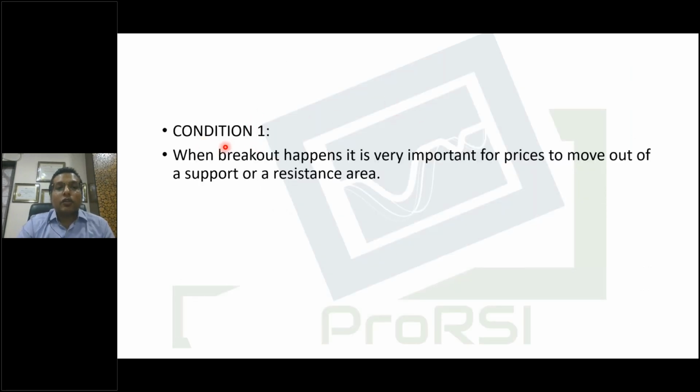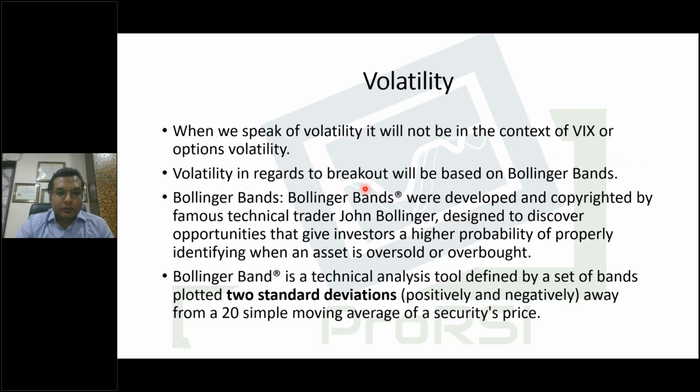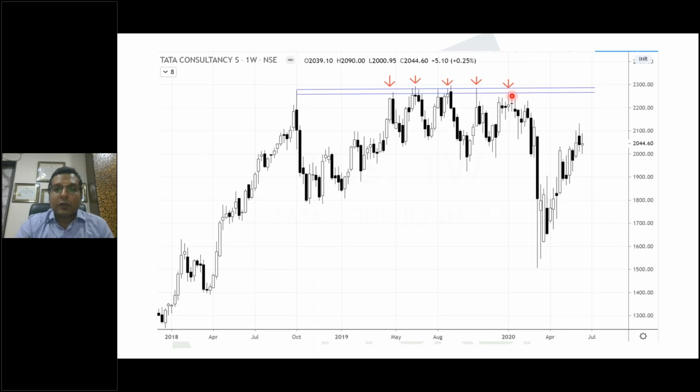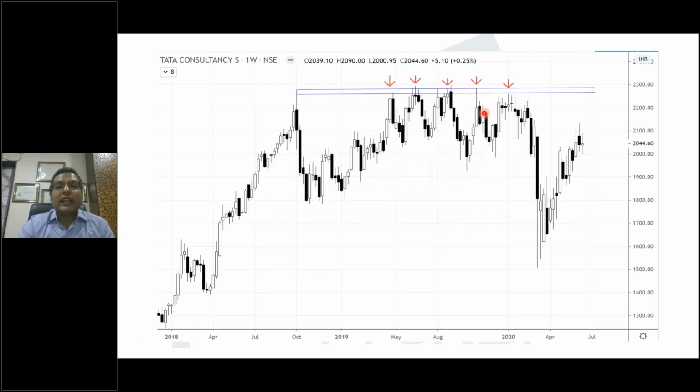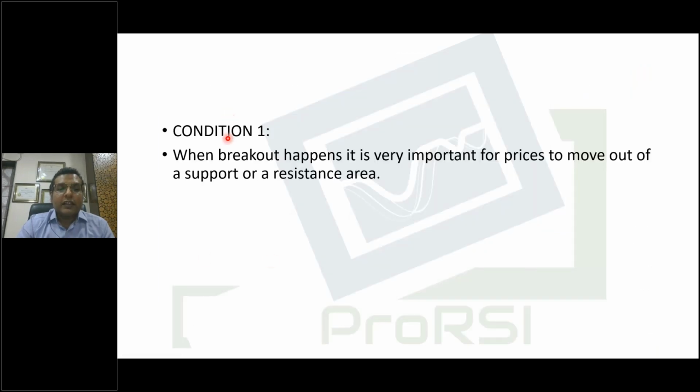So the first condition to trade a breakout properly is that when the breakout happens, it is very important for the price to move out of a support or resistance area. Whenever we are talking about a breakout on the upside, it is very important for the price to move above the area, right? Similarly, when we are talking about a breakdown, or a breakout on the downside, the prices need to break down or close below this area. This is the first condition that we have to look at.